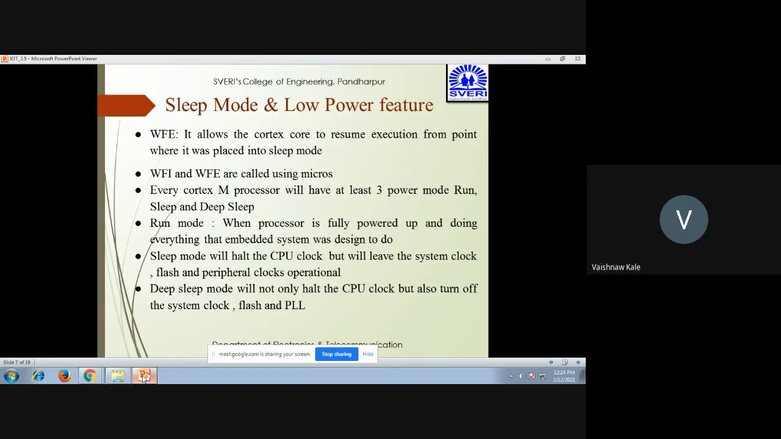And the third one is the deep sleep mode. In case of deep sleep mode, it will not only halt the CPU clock, but it will also turn off the system clock, flash, and the phase lock loop also. So these are the 3 modes. Here 5 things are to be understood. These are the most important 5 things.